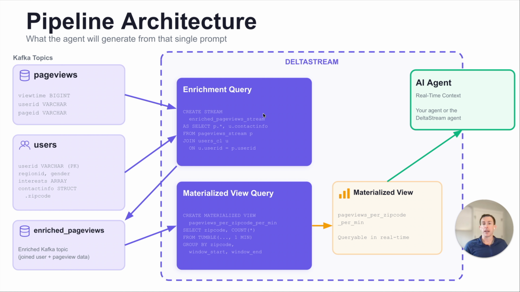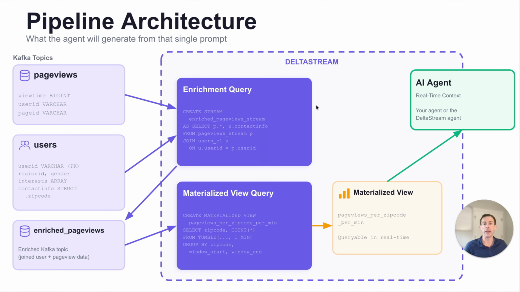That enriched topic then feeds into DeltaStream into a materialized view query. This applies the 1 minute tumbling window, groups by zip code, and counts page views. The result is a materialized view that is now queryable in real time. And that's where everything comes full circle. That materialized view becomes real-time context that any agent can query.